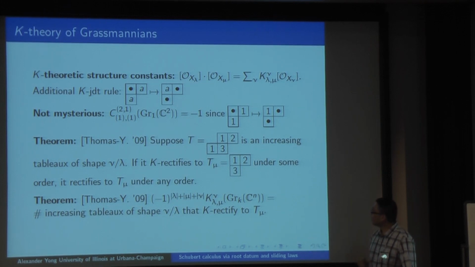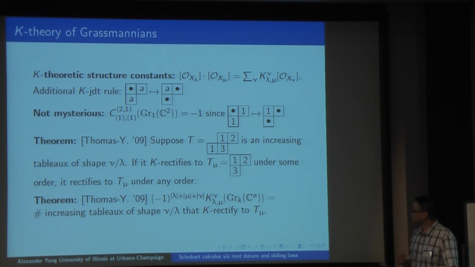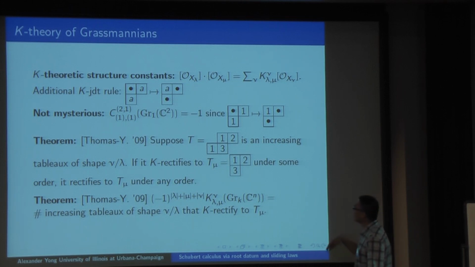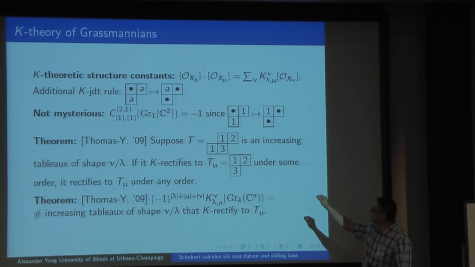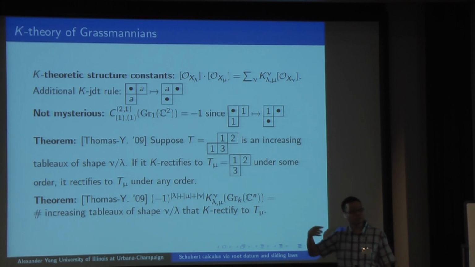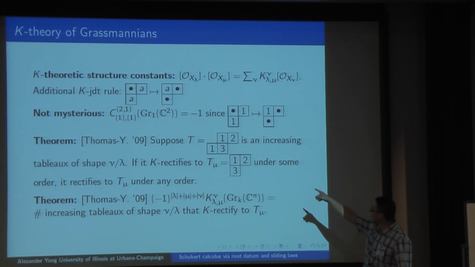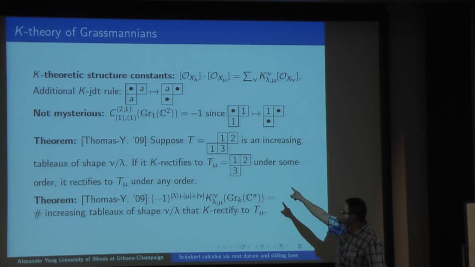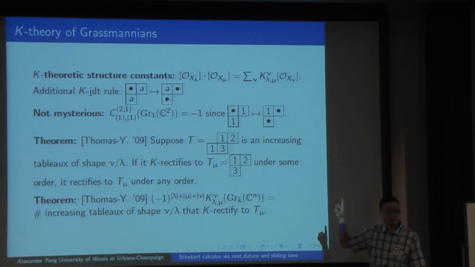And so the theorem that Hugh Thomas and I proved a few years ago is intended to be completely analogous to Schützenberger's classical theorem. It says that if I start with an increasing tableau, and because it's a talk, I'm embedding an example into the theorem, forgive me. You start with an increasing tableau like that, of skew shape u slash lambda, and if it K-rectifies, meaning that the old law combined with this additional law, to this particular superstandard tableau, just like it was in the original case, then it rectifies to that under any order.